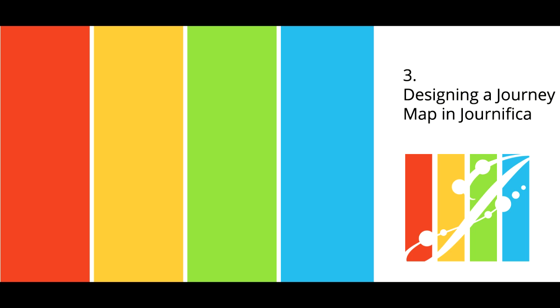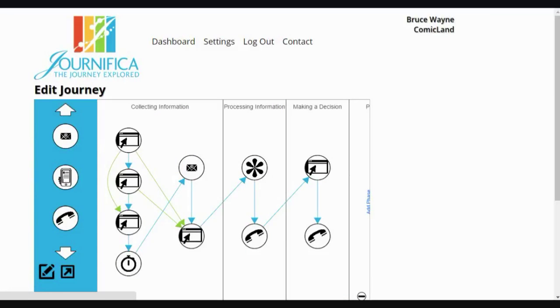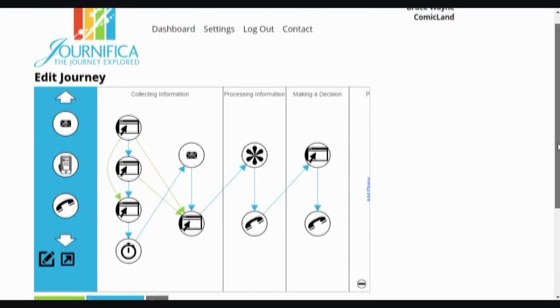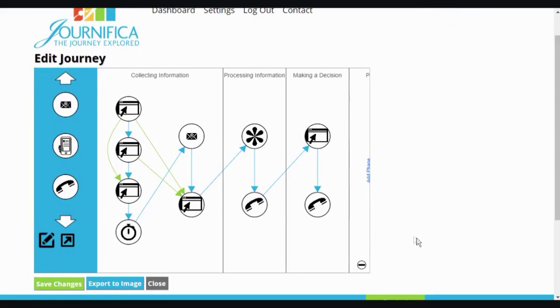This is episode 3 for journey administrators, and it demonstrates the basic methods for adding and describing touch points and using override arrows to connect distant touch points. This video assumes that you now have the journey map canvas on your screen.